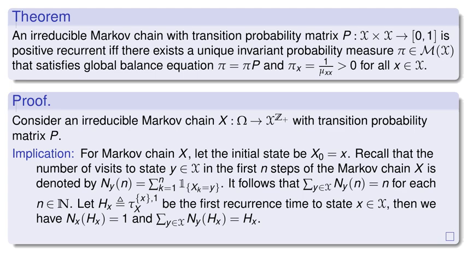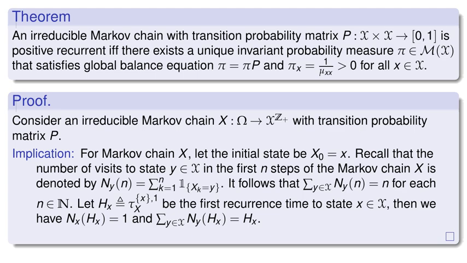So for the first implication, let our Markov chain X start in an initial state X naught equals x. We'll recall that N sub y of n represents the number of visits to state y in script X within the first n steps of the chain, and is defined as the sum from k equals 1 to n of the indicator function that X k equals y. It's straightforward to see that the sum over all y in script X of N sub y of n is simply n for every natural number n.